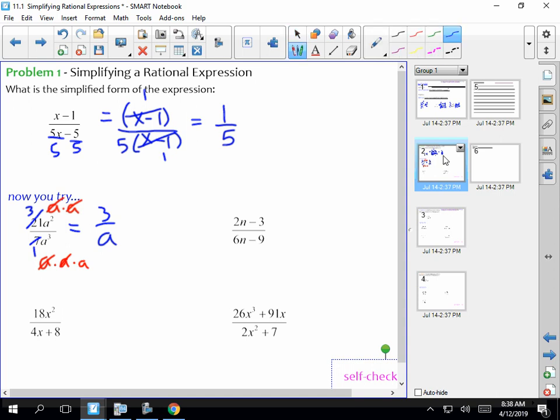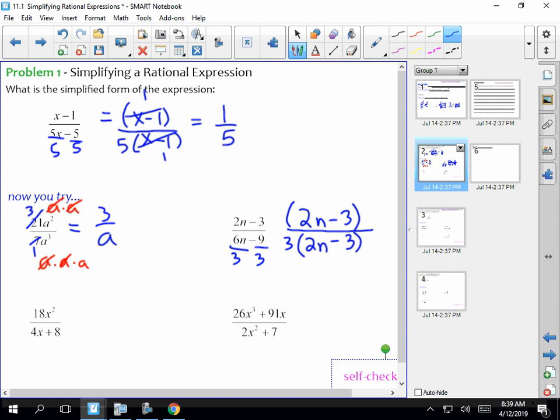Second one on here, 2n minus 3. There's no GCF for 2n minus 3, so I just place it in parentheses. But 6n minus 9 has a GCF, right? 3 will go into each of those. So I'll pull out a 3. Divide that by 3 and that by 3. 6n divided by 3 is 2n, and 9 divided by 3 is 3.